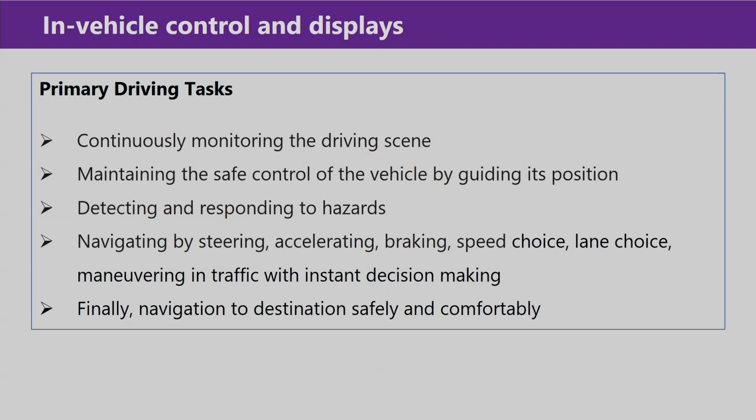Some tasks are related to the primary driving task, some to the secondary driving task. So, which are the primary driving tasks, and how do different controls and displays serve them? Primary driving tasks: first, continuously monitoring the driving scene. Second, maintaining safe control of the vehicle by guiding its position, that is, how the vehicle will be navigated on the road. That has to be guided by using different control operations.